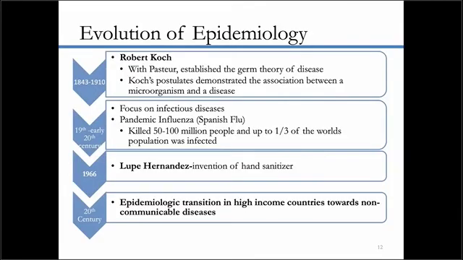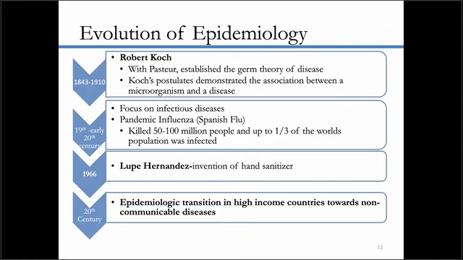And then we move forward to Robert Koch, who with Pasteur established the germ theory of disease, where they were really able to determine that there were germs and it wasn't just things floating in the air that were leading to disease in our population. And he came up with Koch's postulates, which we'll go over in a later lecture in class, that demonstrated the association between some microorganism or some germ and a disease.